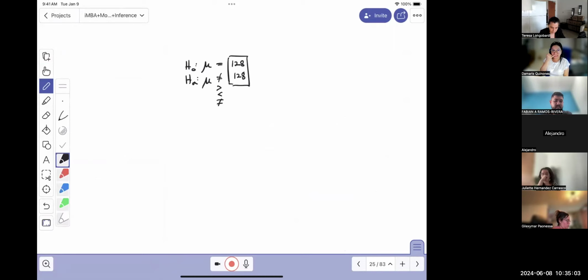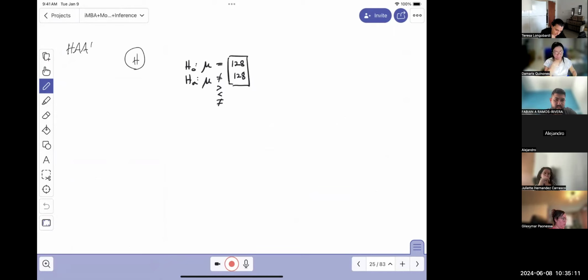So that's the null hypothesis and the alternative. So the next step to spell out is that we assume. We can't do anything unless we make an assumption. So we're going to assume that H naught is true because we don't know.